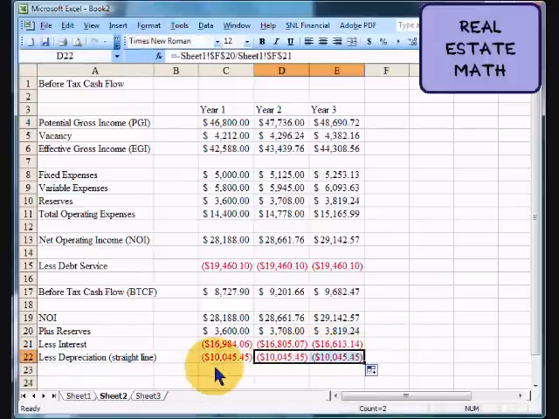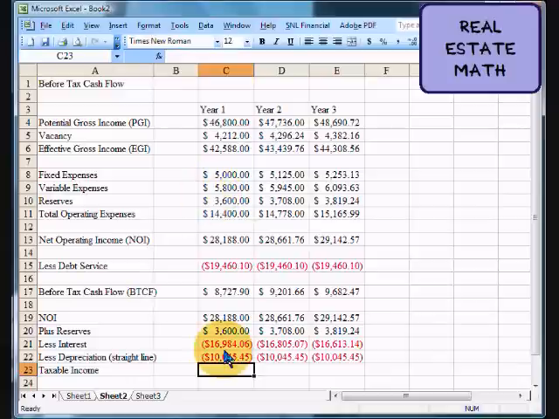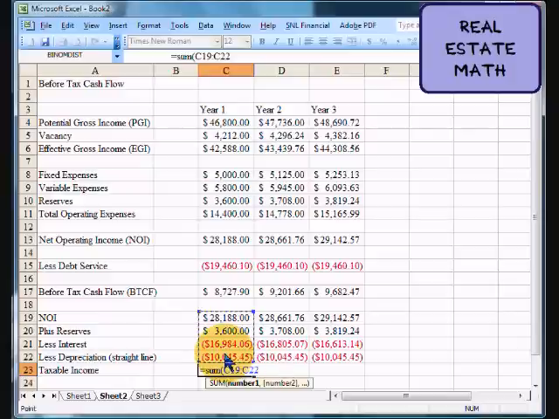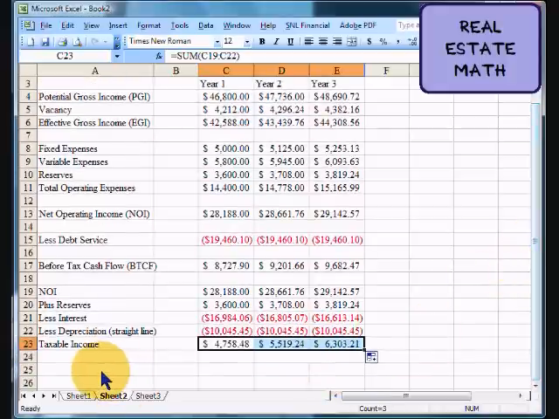And so we have our NOI, we add back the reserves, we take away interest, we take away depreciation, and let's see what we come up with for our taxable income. And that's going to use that handy Excel function, the sum function. There's also a button on the toolbar for it, but sometimes it's good to just show how to do it the old-fashioned way. So now we have taxable income of $4,758 in the first year, $5,519, and $6,303 in the third year. Okay, well, that's great.